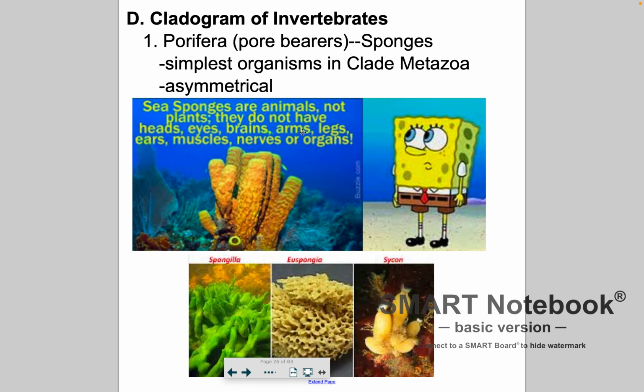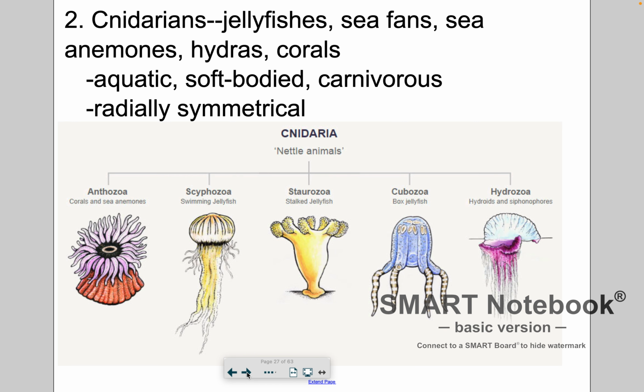So the cladogram of invertebrates starts off with sponges, Porifera, which means pore bearers. They are the simplest in the clade Metazoa. Metazoa means animals. They are asymmetrical. Cnidarians are your jellyfish, sea fans, sea anemones, hydras, corals. Very obviously all aquatic, soft-bodied carnivores, and we see radial symmetry with them. So Anthozoa, Scyphozoa, Staurozoa, Cubozoa, Hydrozoa, this Portuguese man of war.